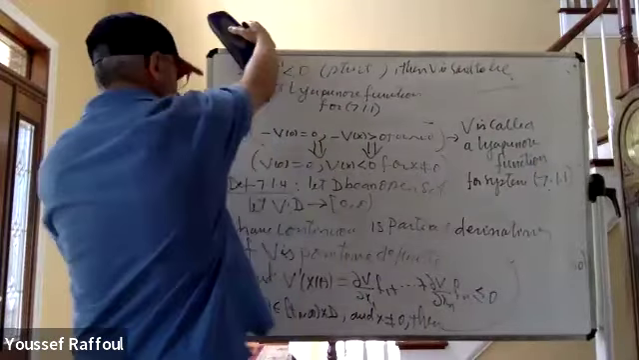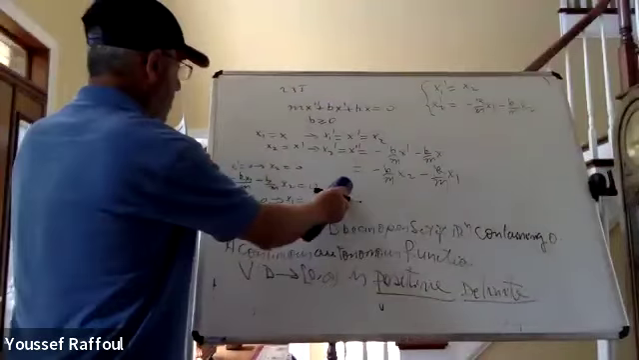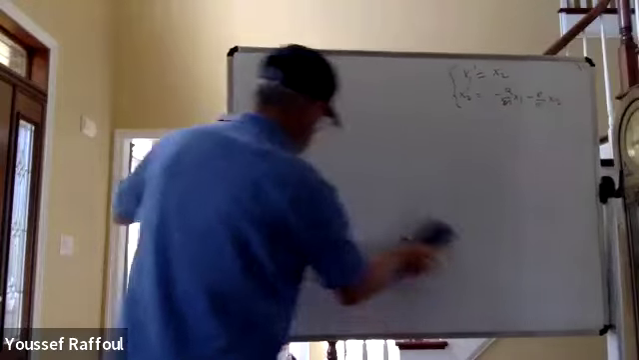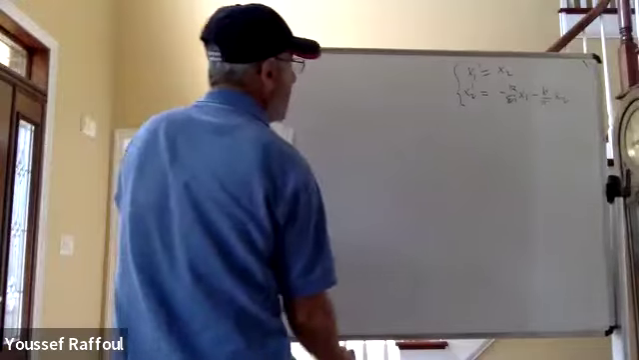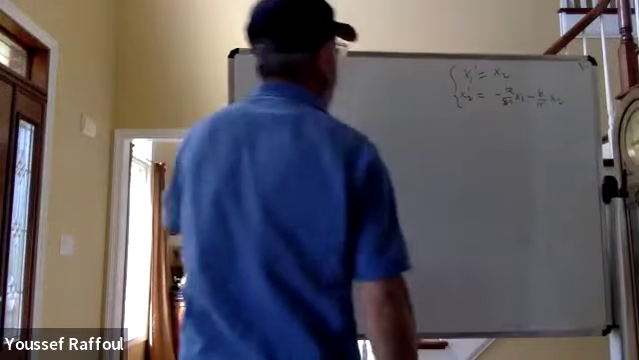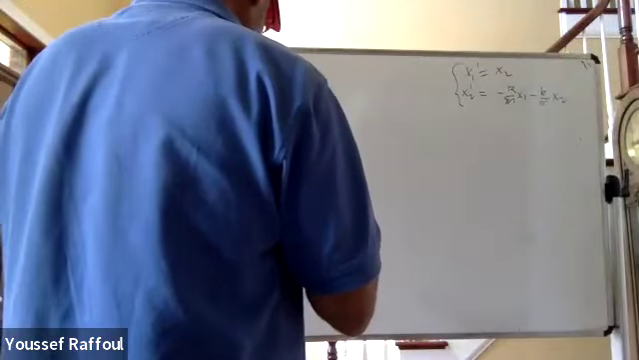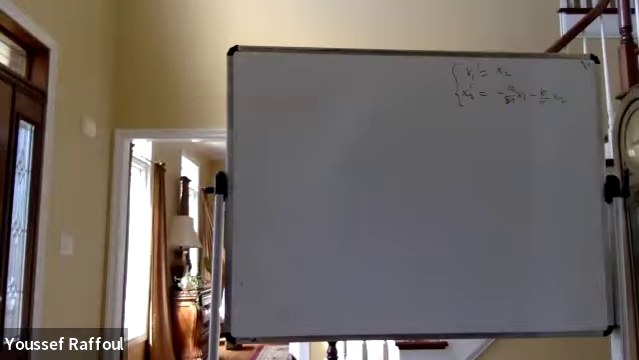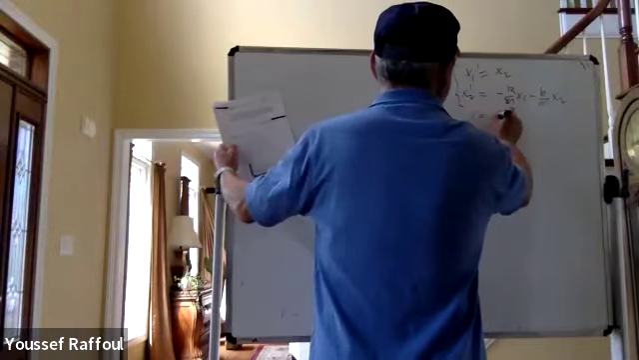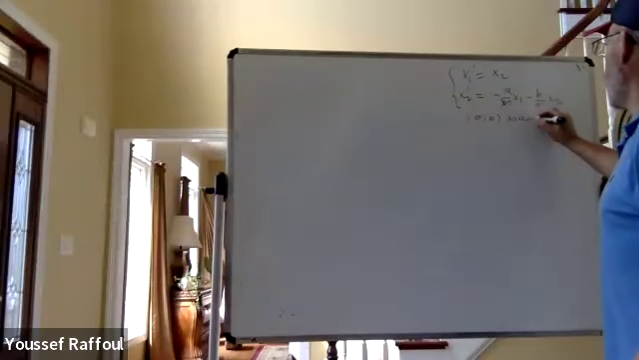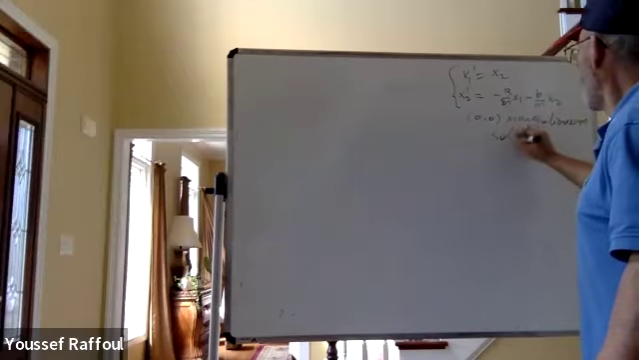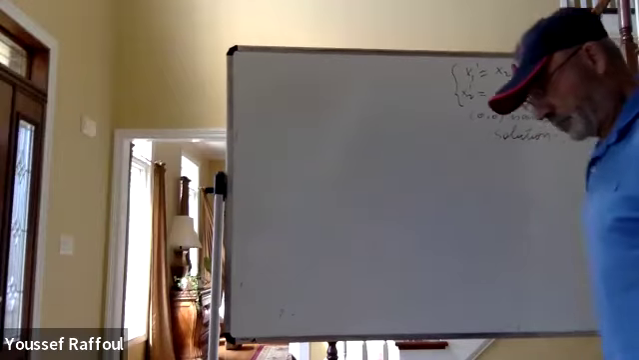So here's back to the example. Back to this example. All right. So here we have (0, 0) is an equilibrium solution.